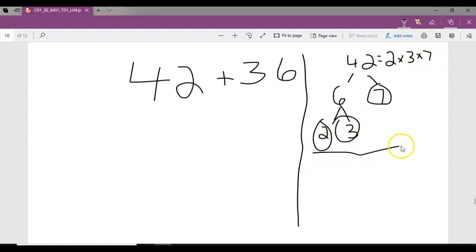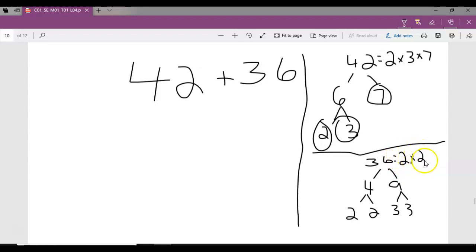All right, now I'm going to repeat that process for 36. So I'm going to start with a factor pair that when I multiply together equals 36, 4 times 9. Neither one of those are prime, so I need to break them down more. 4 can be broken down to 2 times 2. And 9 can be broken down into 3 times 3. So my prime factorization is 2 times 2 times 3 times 3.